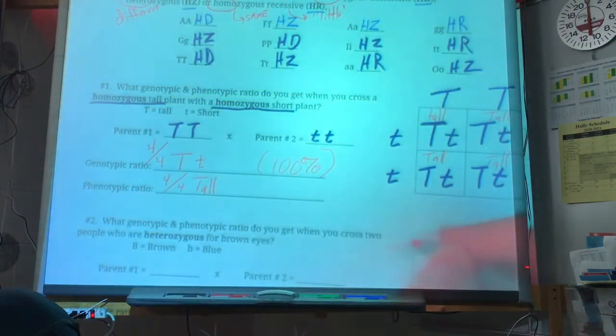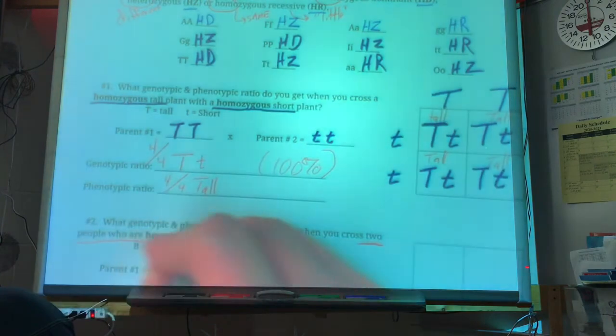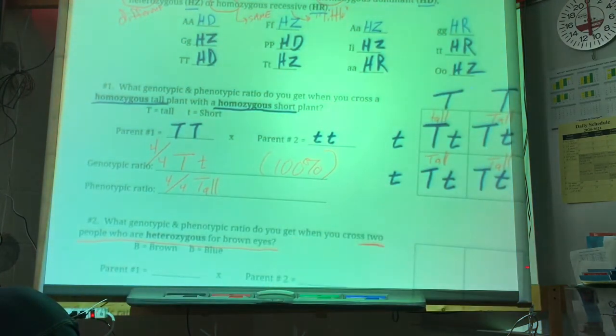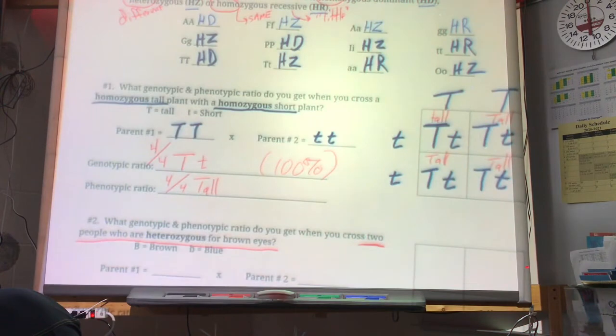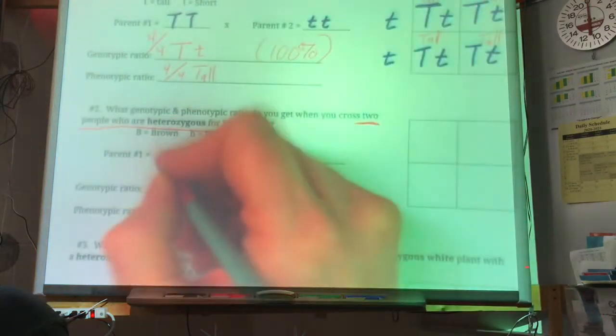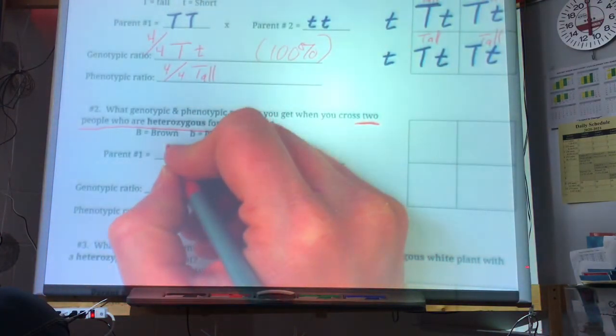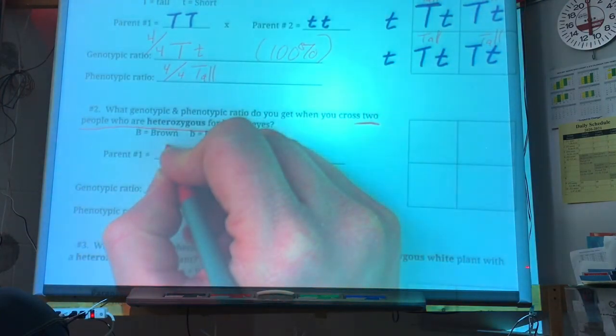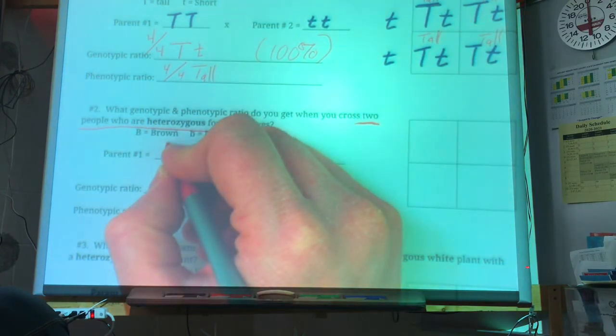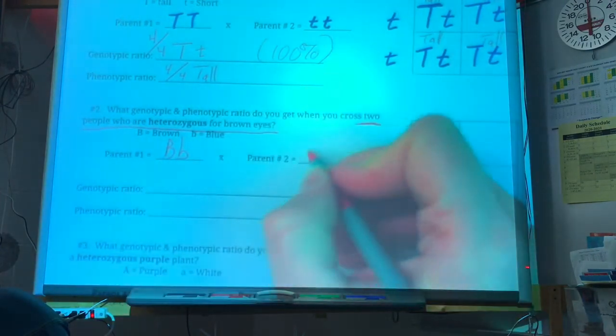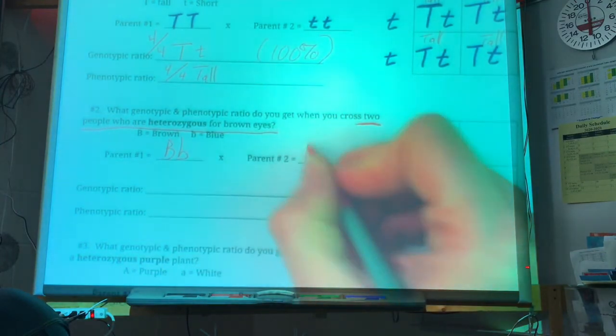What if 2 people that are heterozygous for brown eyes were to have a child? So parent number 1 is heterozygous, parent number 2 is heterozygous. If we use big B for brown and little b for blue eyes, what's the genotype of parent number 1 going to be? Heterozygous, hetero means same or different? Different, so it's going to be big B, little b, and the second parent is heterozygous, so therefore it's going to be big B, little b.